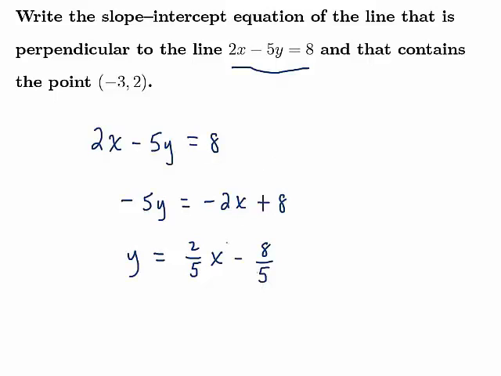And now that we have the equation in slope-intercept form, we see that the slope of the given line is positive 2/5, and since we are looking for the line perpendicular to the given line, our slope would be the opposite reciprocal. So the slope of the perpendicular line, the line that we're trying to find, would be negative 5/2.